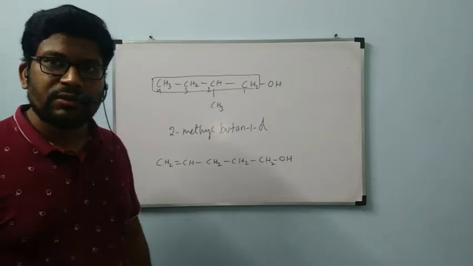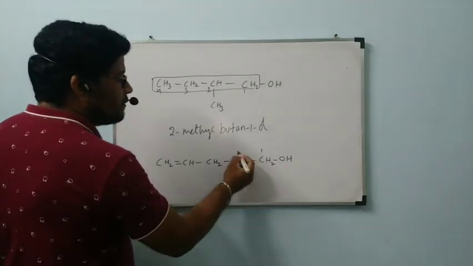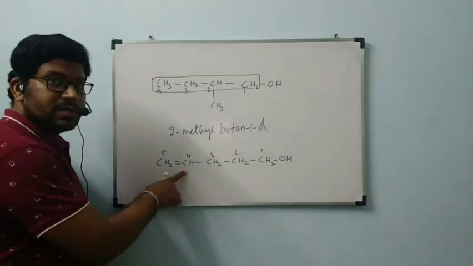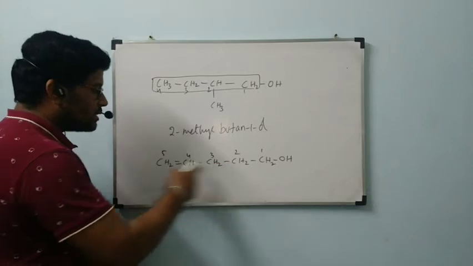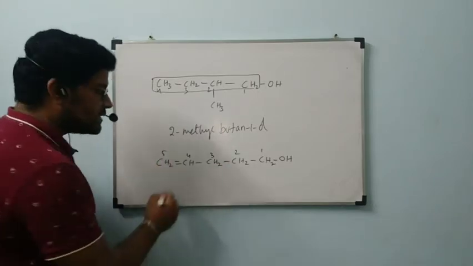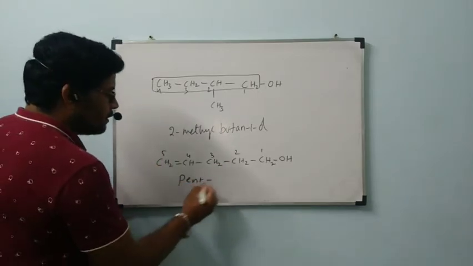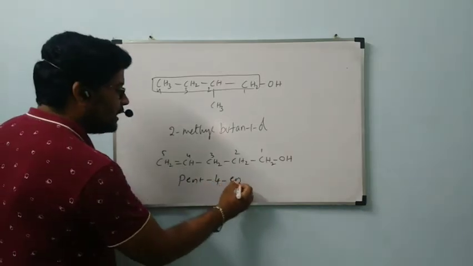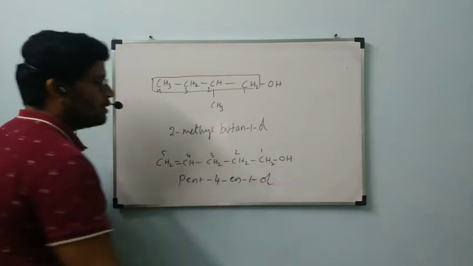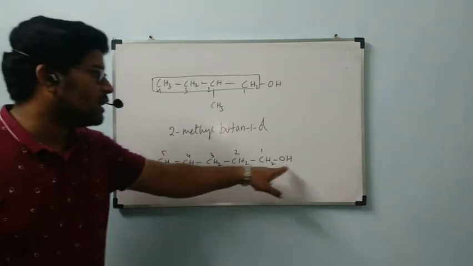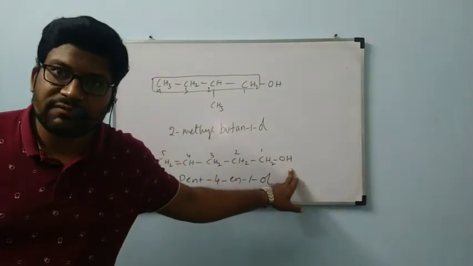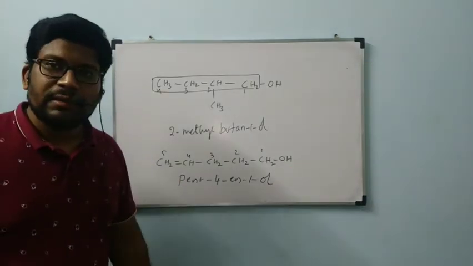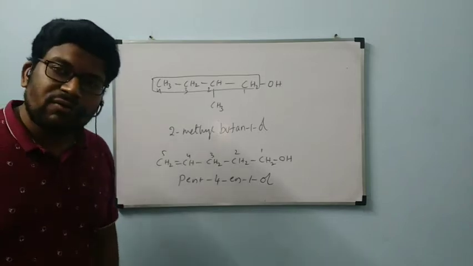We have to give numbering right to left. Then the numbering will be 1, 2, 3, 4, 5. On which position is the double bond present? Fourth position. Total number of carbons is 5, and 5 means pent. On the fourth position we have ene. 4-ene, 1-ol. On the first carbon we have the alcohol group, OH. Secondary suffix ol. Pent-4-ene-1-ol. Simply we can write it as pent-4-en-ol.